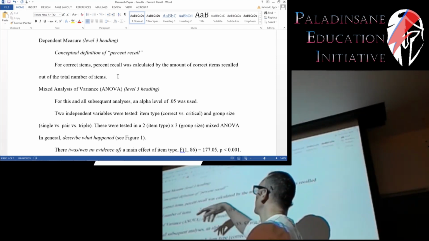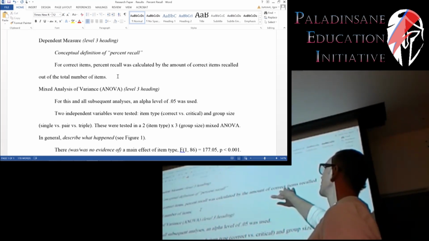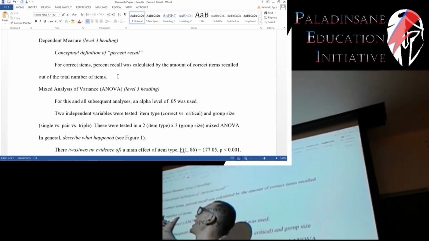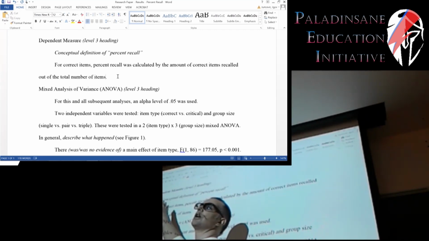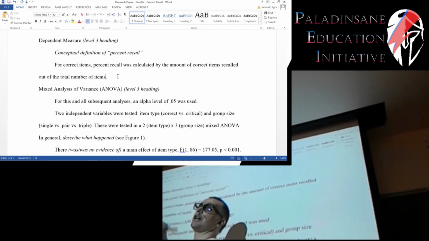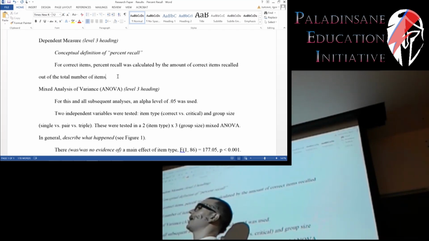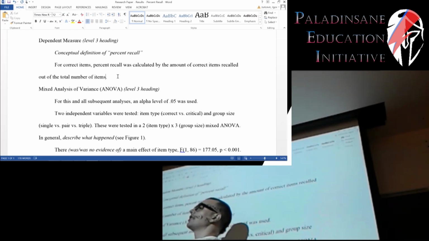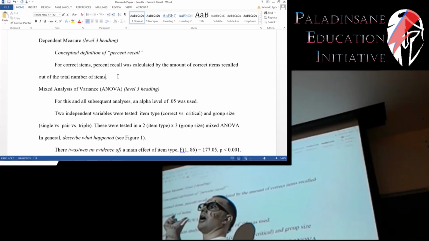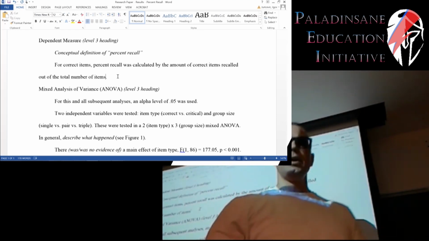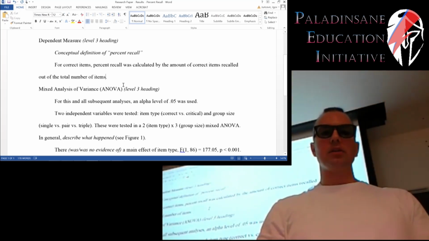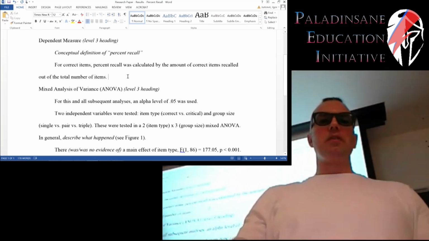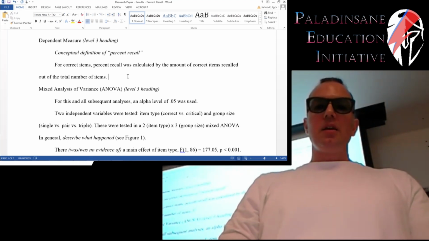We calculated percent recall by taking the amount of correct items that were recalled and then figuring out what's the percentage out of the total number of items. So we're going to leave this as is right now because it's true, it's correct. If it was incorrect, I would say, no, we got to fix this. But this is true. We're going to circle back and make it more understandable later on. But for right now, we have ourselves the operational definition for correct items.